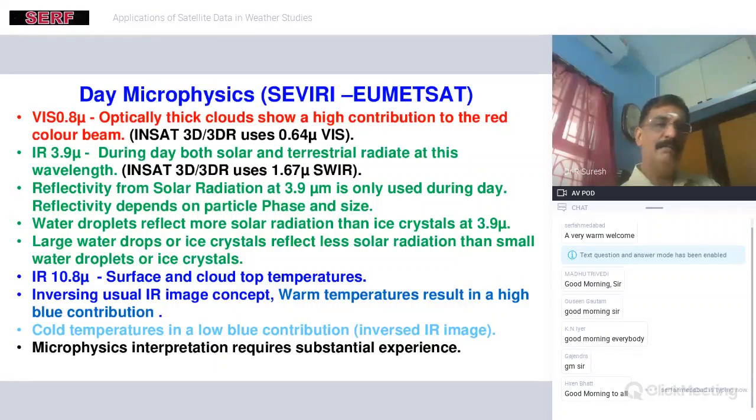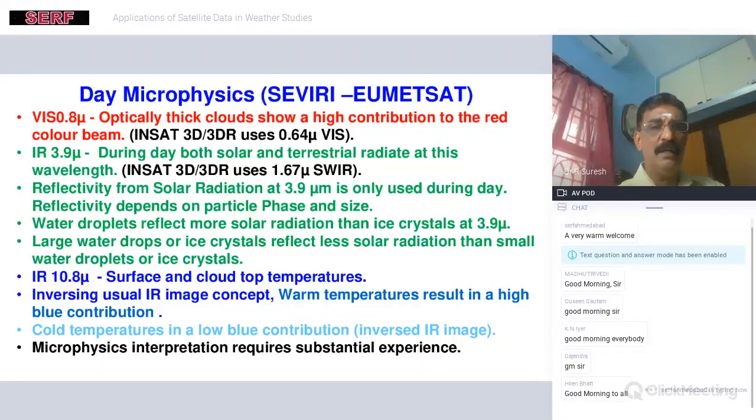And for green color, the mid IR we used to say, this green color 3.9 micron, which is for both solar and terrestrial radiance wavelength, and probably it is to distinguish between the particle size and the ice phase and water phase, and discriminating between these two. In India, we are using shortwave IR 1.67 micron for this particular purpose.